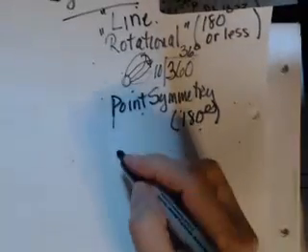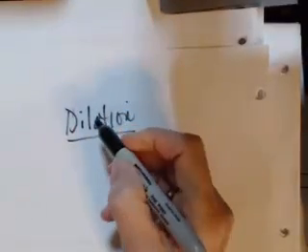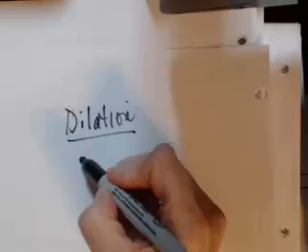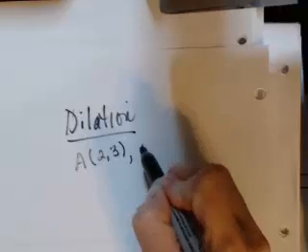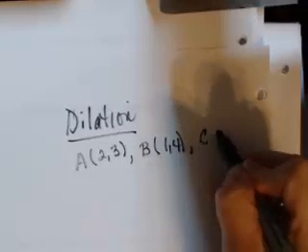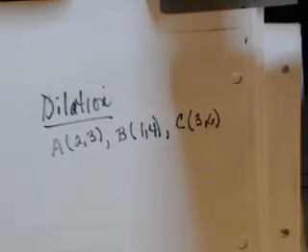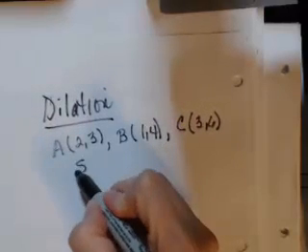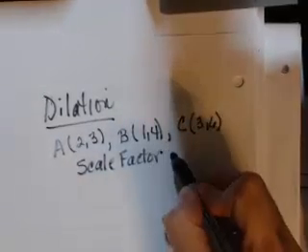Okay, I want you to do this problem. This is a dilation. You have the ordered pair A, which is 2, 3, B, which is 1, 4, and C, which is 3, 6. I want you to dilate with a scale factor of 2.